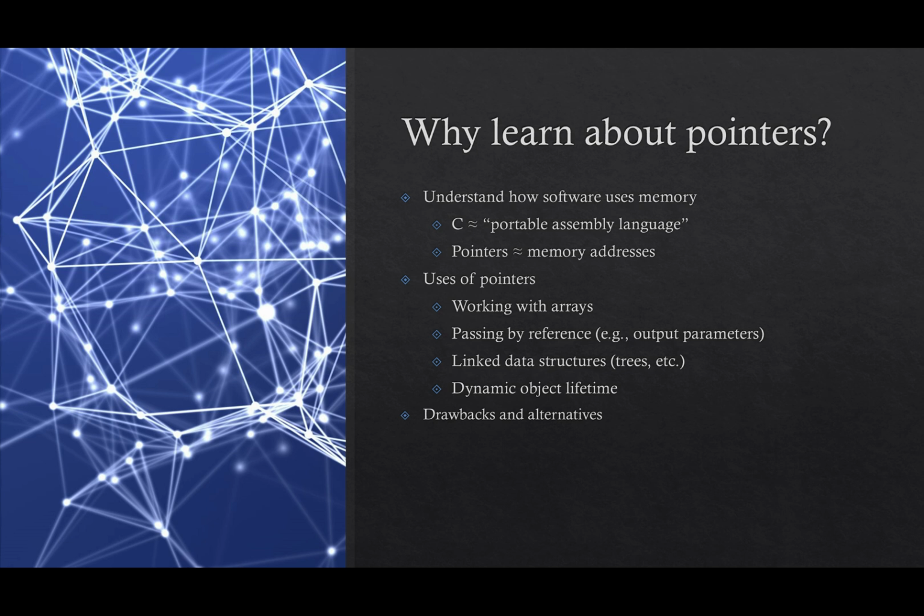Or you might pass something by reference just because you have a large structure and you don't want to copy the whole thing. Or, notably, if you want to pass an array to a function, you basically always pass a pointer to the array to the function. Additional uses of pointers are working with linked data structures, things like trees or linked lists, where you have objects that are linked to each other in some sort of structure. The references or the links between objects are specified as pointers.